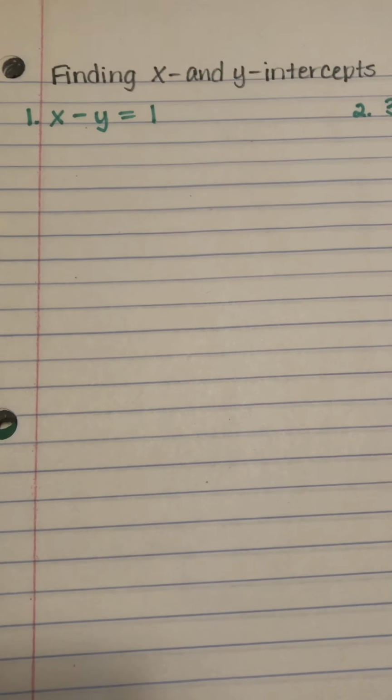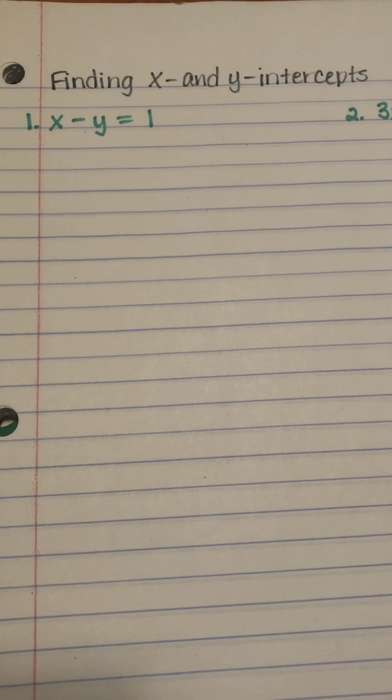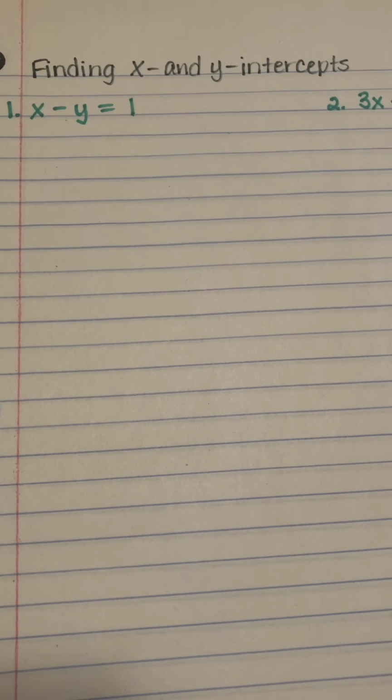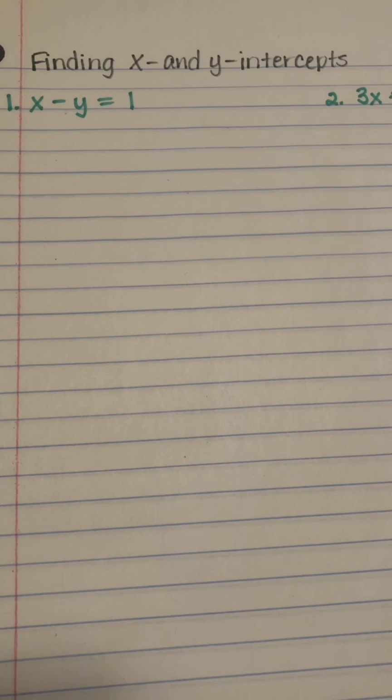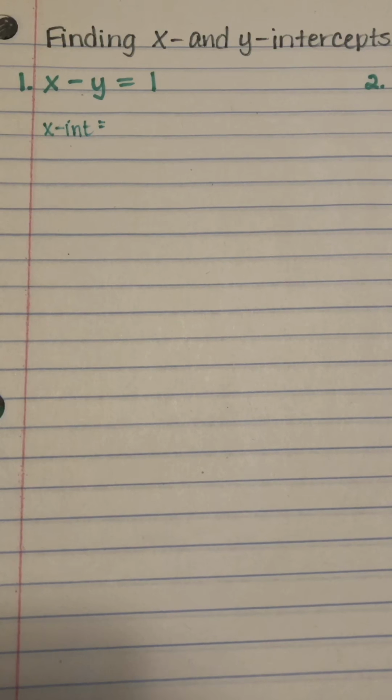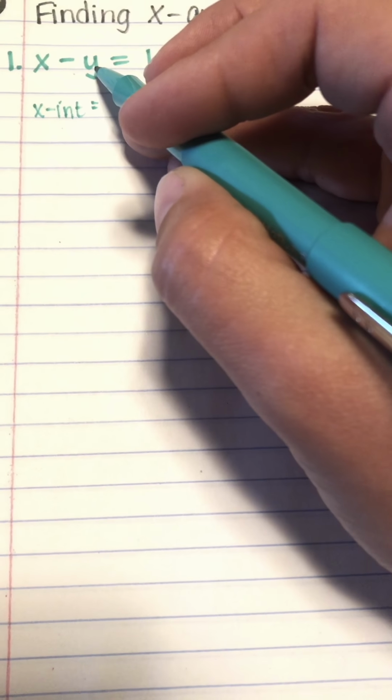So for example, your assignment number 1 looks like this. But you're asked to find the 2 intercepts, and you're asked to write them as points. So first, let's start with that x-intercept. So I'm going to abbreviate that x-intercept. I already know that the y value is 0.